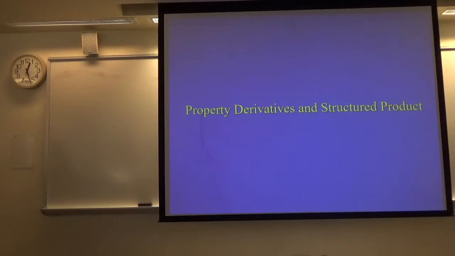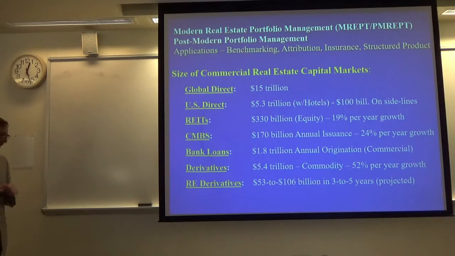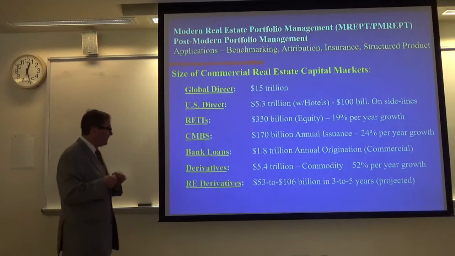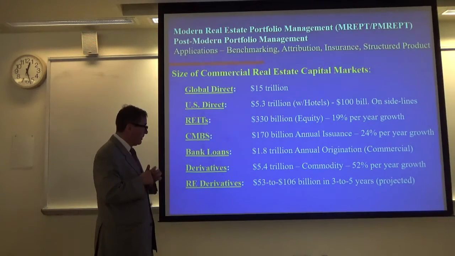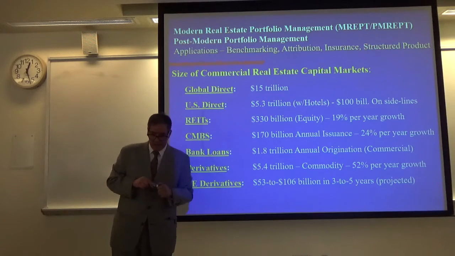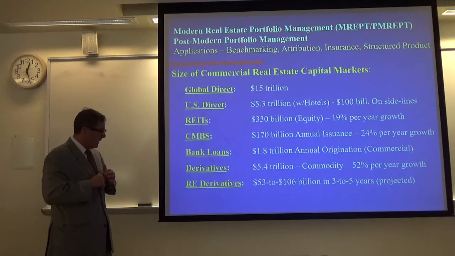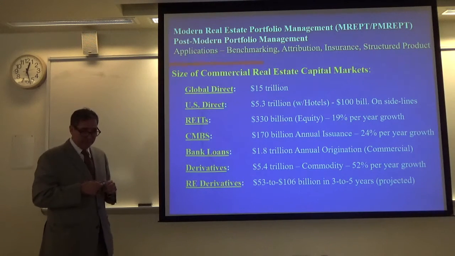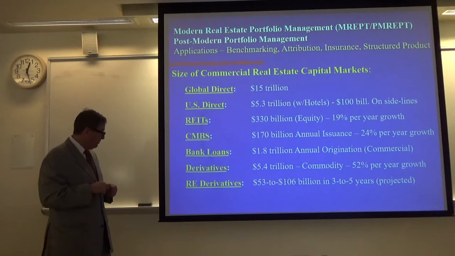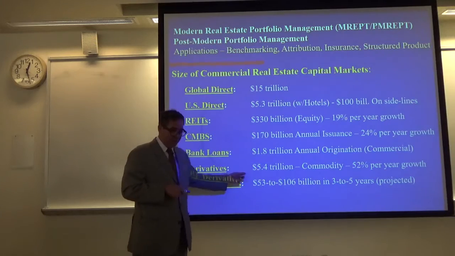Okay. And then lastly, the property derivatives products. At this time, the global market for real estate, the underlying, was about 15 trillion. It's probably around 20 or 25 trillion currently. In the U.S., the market for commercial real estate is not 5.3, it's about 8 trillion. But even at this time, the derivatives market was huge and it was growing.